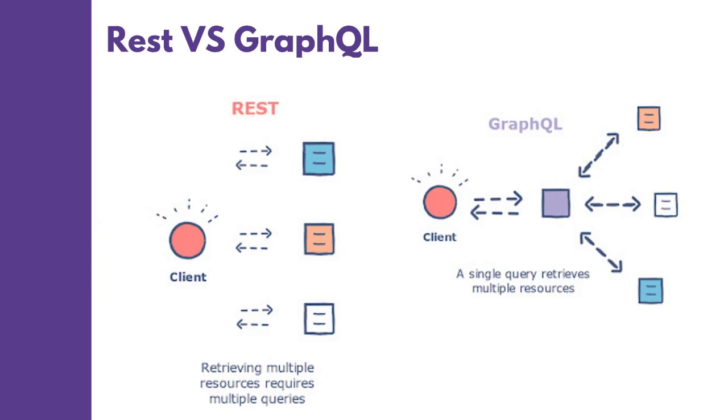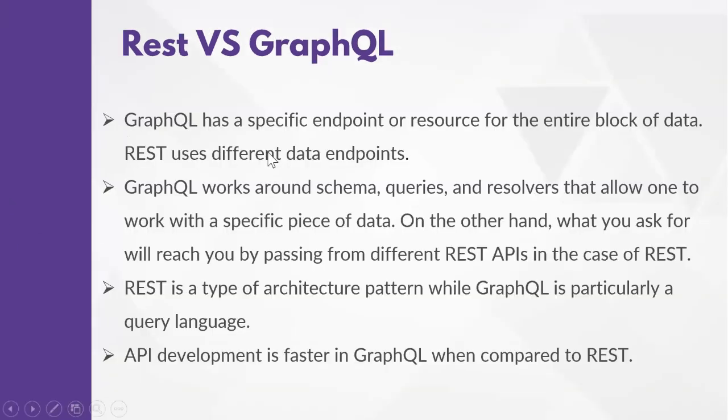Whereas in GraphQL, a single query can help to retrieve the data from multiple resources. That's the use of GraphQL. So the client can request the data by making a single call, using a single endpoint with the help of GraphQL. So let's try to understand this more: GraphQL has a specific endpoint or resource for the entire block of data, while REST uses different data endpoints. I've mentioned this just now.